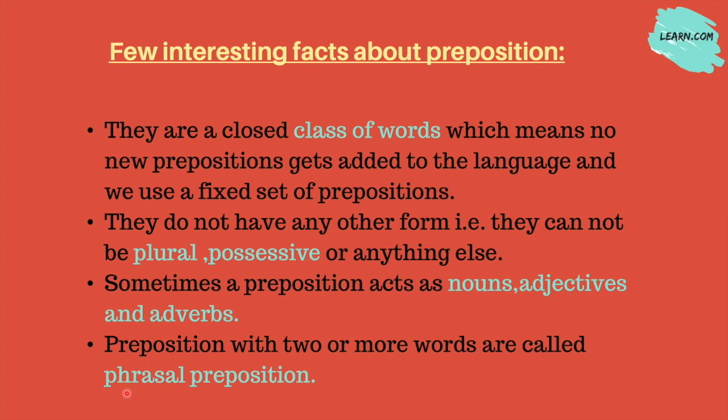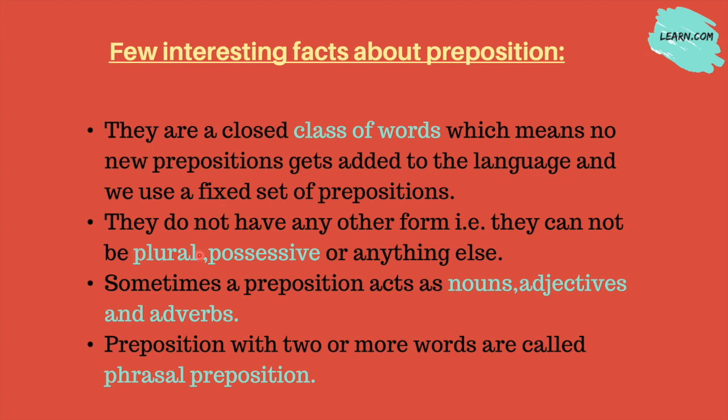But before beginning the actual topic, let's go through some interesting facts about these prepositions. Prepositions are a closed class of words, which means no new prepositions get added to the language and we use a fixed set of prepositions. It simply means that the set of words is fixed. No new words are actually added to this class of words. So we have certain fixed prepositions which we use in English. They do not have any other form.